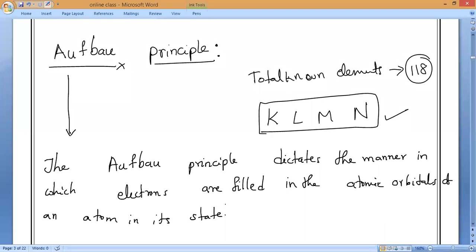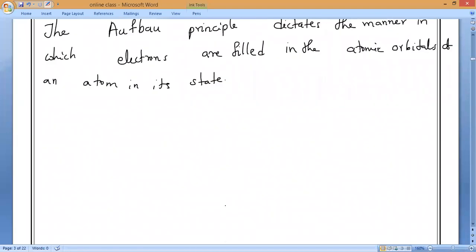Now, all of you remember, let us go back to Bohr's model. We all know Bohr's model.